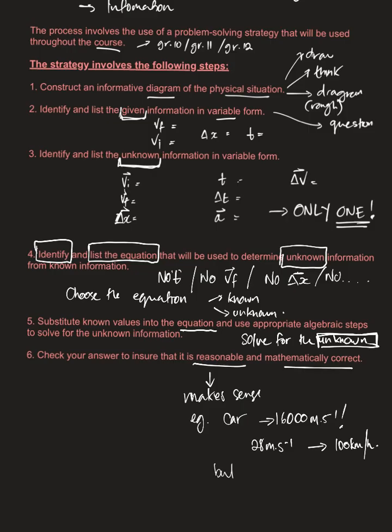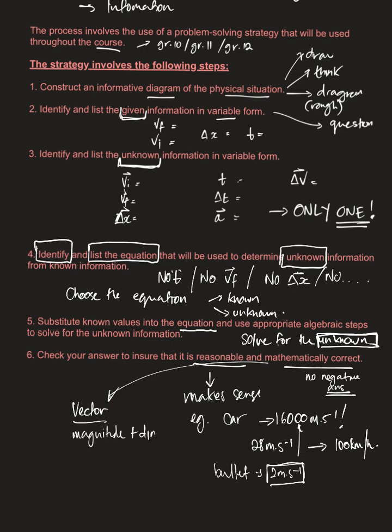A bullet, for example, will never be traveling at 2 meters per second. That is just not realistic because bullets should be traveling at a much higher speed. So please make sure that your answers are reasonable. Right? Mathematically correct, it means no negative answers. No negative answers. You must make it positive. And remember, if it's a vector, then it must have magnitude plus direction.